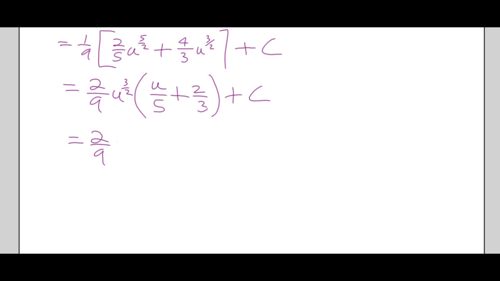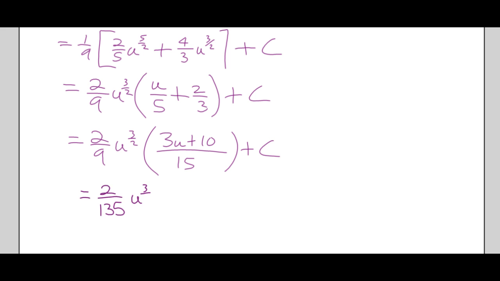Okay, so 2/9, u to the 3 halves. What's in here? We're going to get a 15 on the bottom. It's going to be 3u plus 10. So the 15 can come out, right? So we got 9 times 15, which is 90 plus 45, which is 135. So bringing out the 15, we get 2 over 135, u to the 3 halves, 3u plus 10, plus c.